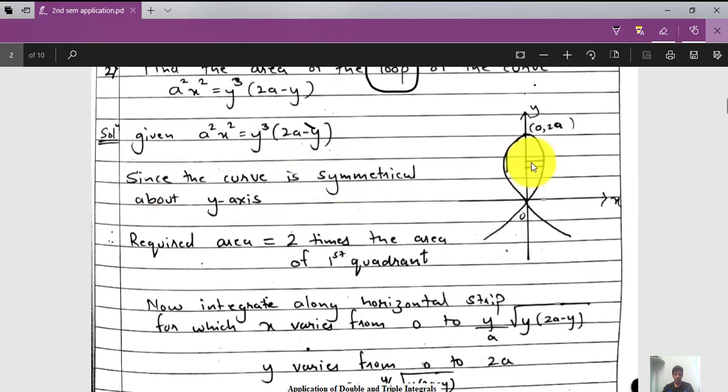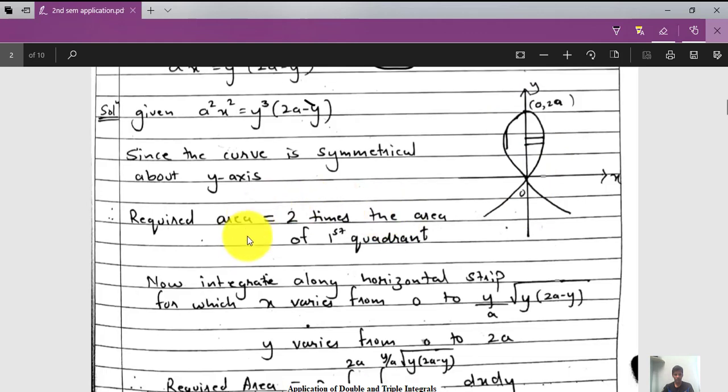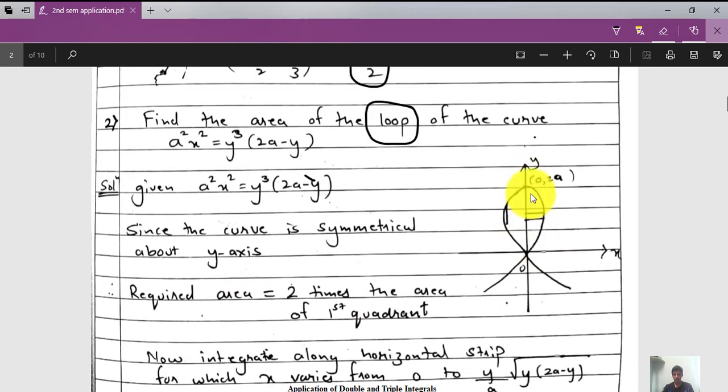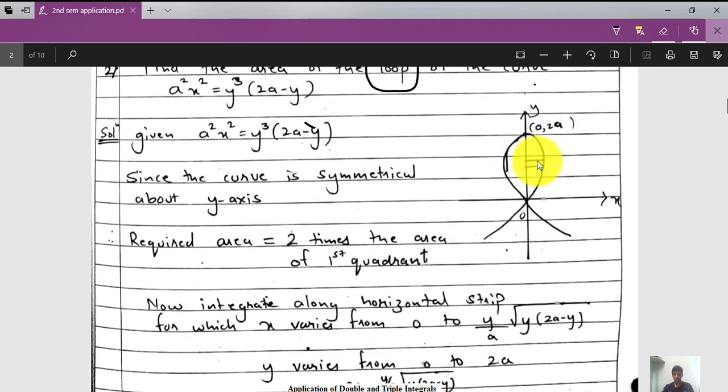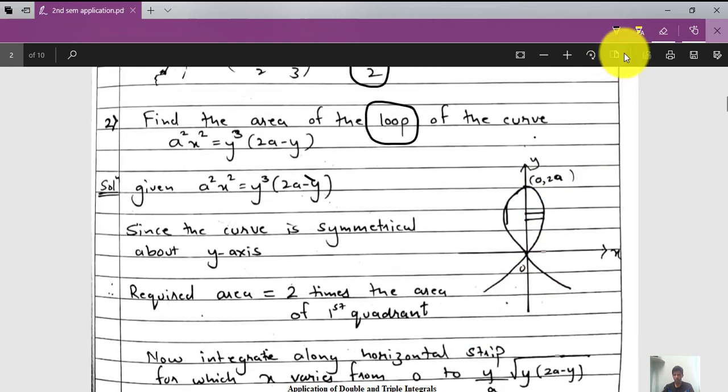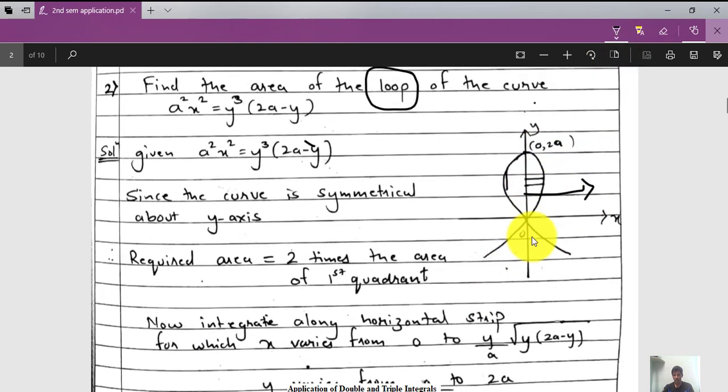Now since the curve is symmetrical about the y-axis, the required area is, see here, I will not include the whole loop because it is already symmetric. This is the first part of the region, and this is the second part which is symmetric. So I will take one part of the loop and take a horizontal strip, and integrate along the horizontal strip from this side to this side, over this curve.